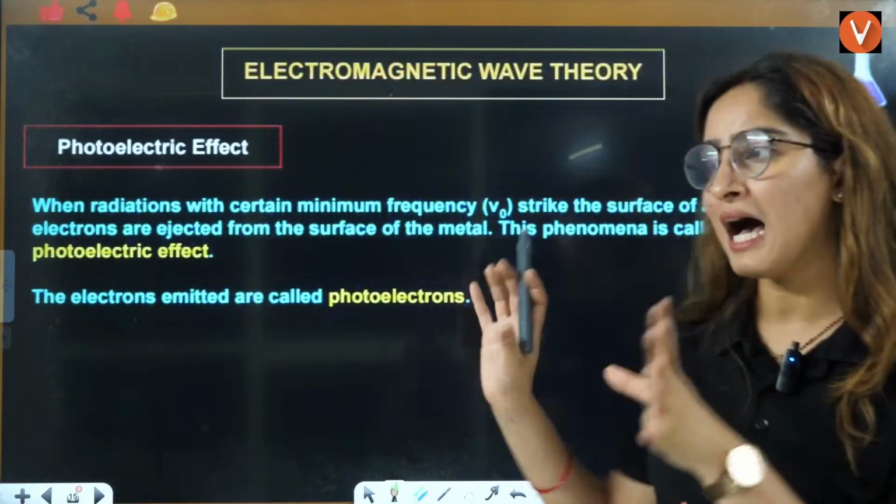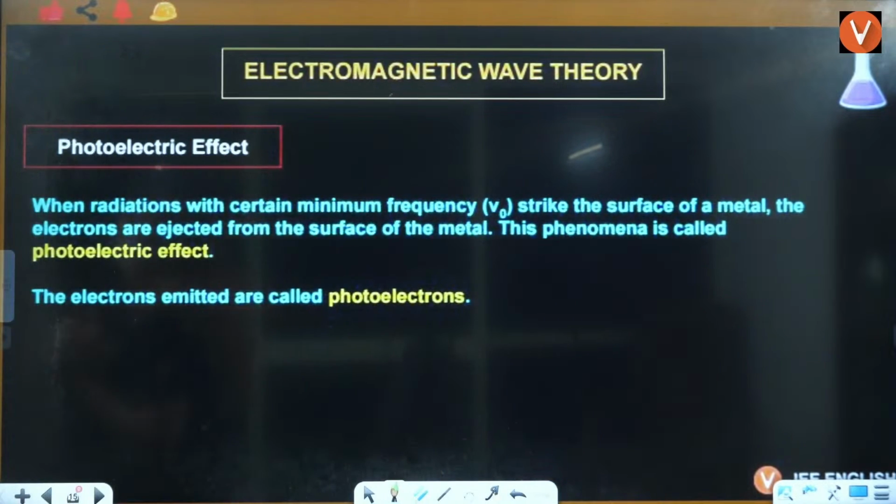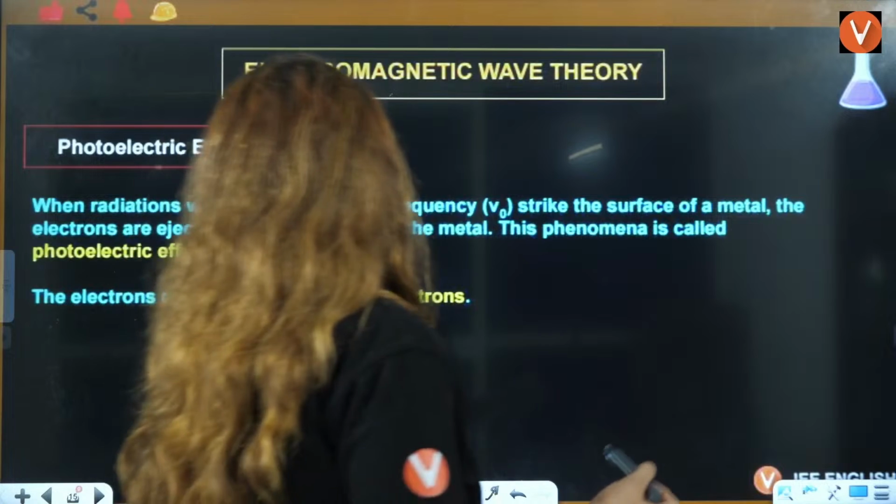So this is the last thing that we are going to discuss in this lecture, because next we are going to start with the Bohr atomic model.